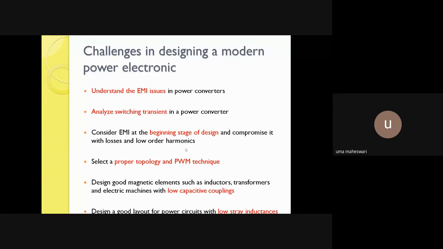So understanding the EMI issues on the power converter side, we analyze the switching transient, which is actually a sudden burst on the power line side. That has to be analyzed in the switching area. And in the beginning stage itself, we need to consider EMI in the designs. So selecting a proper topology, PWM techniques, and low capacitive couplings, and a good design of magnetic elements such as inductors, which we have to integrate with the circuits. Low stray inductance is also a challenge of power electronic circuits.